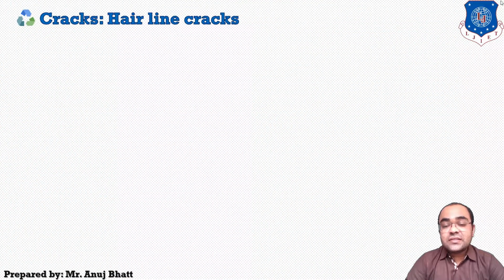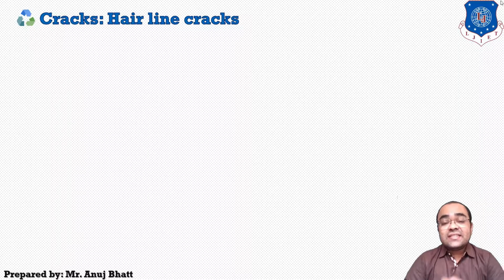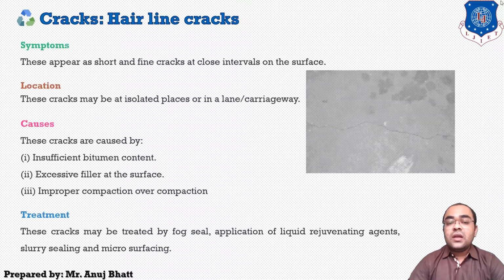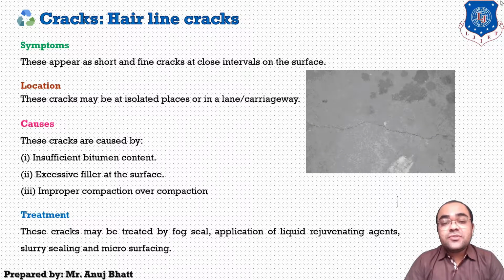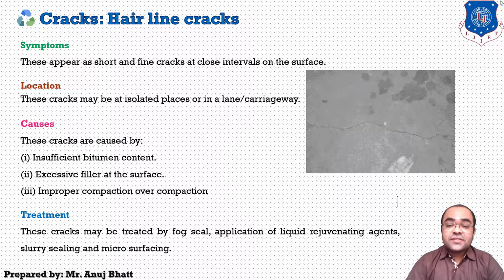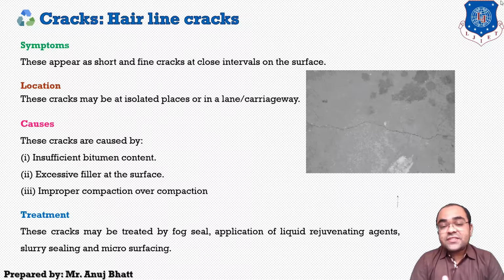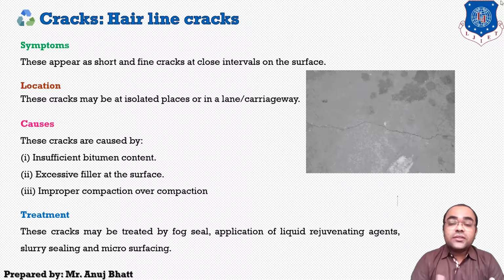The first common type that is observed is hairline cracks. If we talk about the symptoms of hairline cracks, these appear as short and fine cracks at close intervals on the surface, as you can see in the figure. As for location, these cracks may be at isolated places or in any carriageway or a particular lane.